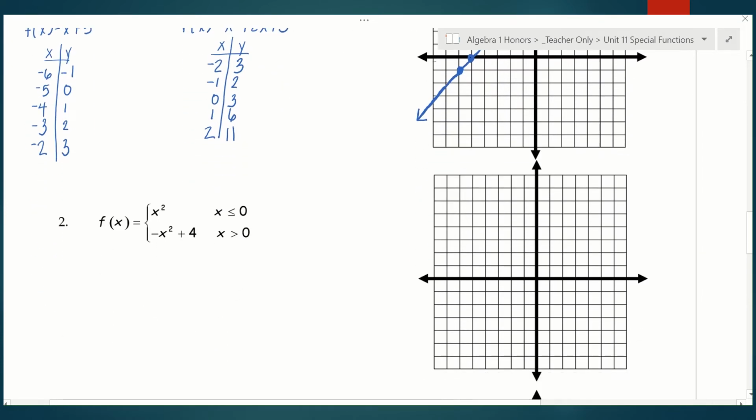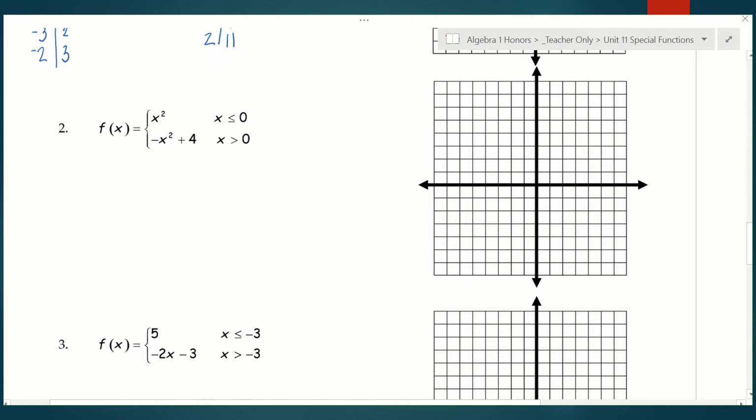All right, let's look at example 2. So now we have two parabolas, two pieces of parabolas that we're going to be graphing here. So the first one, f of x equals x squared, we are going to graph when x is less than or equal to 0. And then our second parabola, we're going to graph when x is greater than 0. Okay, so what I would do is I would pause the video here, go ahead and put your functions in your calculator, and let's write down our table.